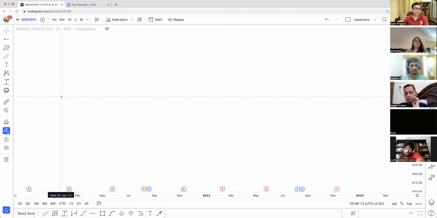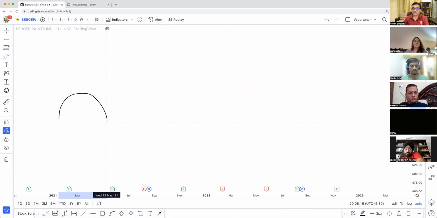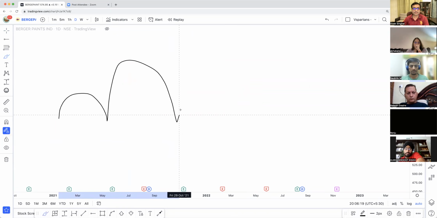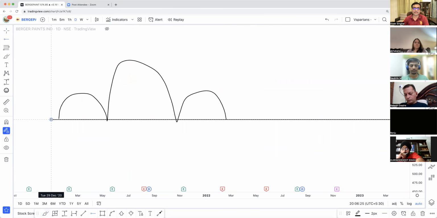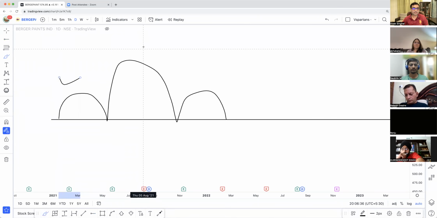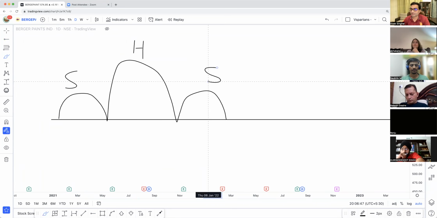I'm taking the brush. So this is the left shoulder, right? And this is the head, and this is the right shoulder. So this is called the head and shoulder pattern, and this is the neckline. This is the head. This is shoulder, this is head, and this is shoulder. Right? So this is just like a human, as we can see, and this is the neckline.